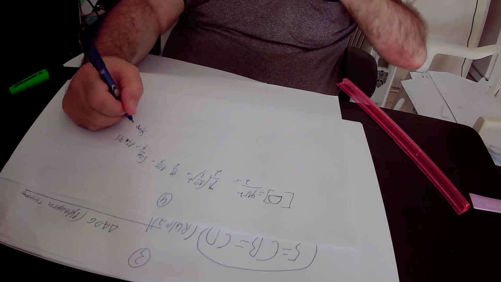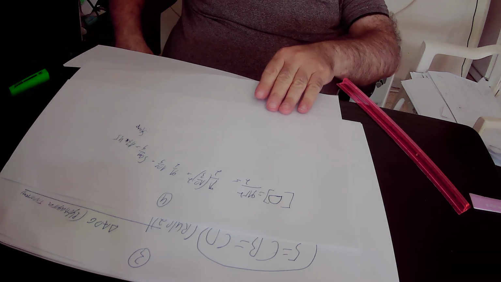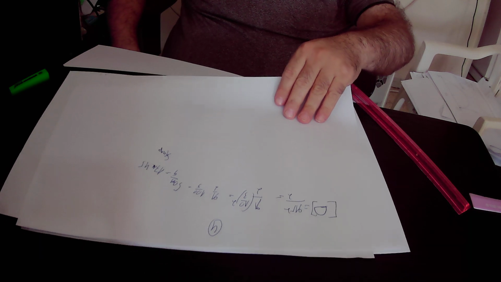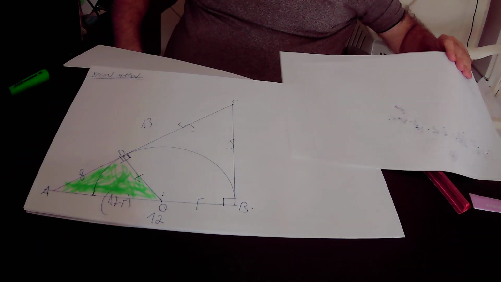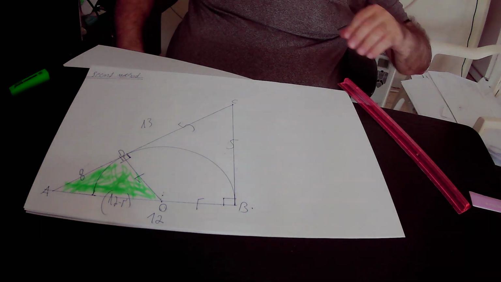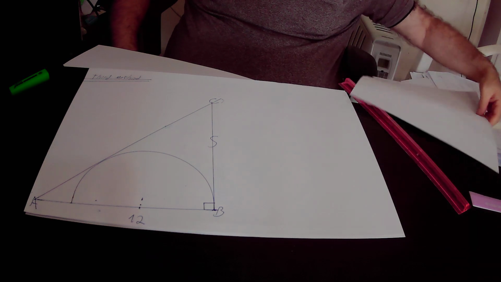So we finished with the second method. In the next step, I will present to you how to find the area of the semicircle according to a third method.